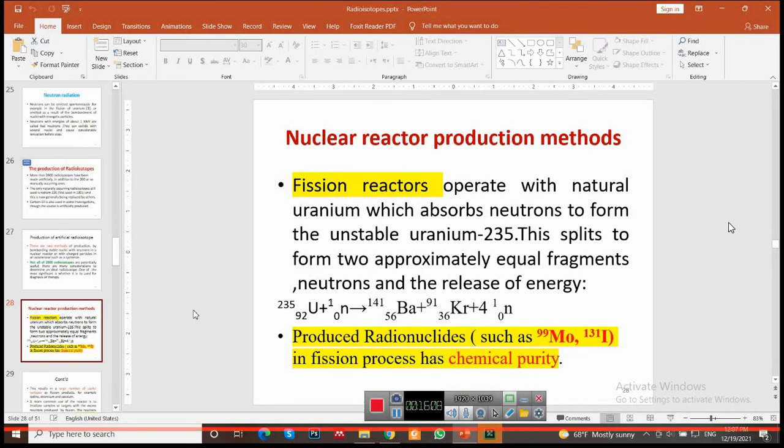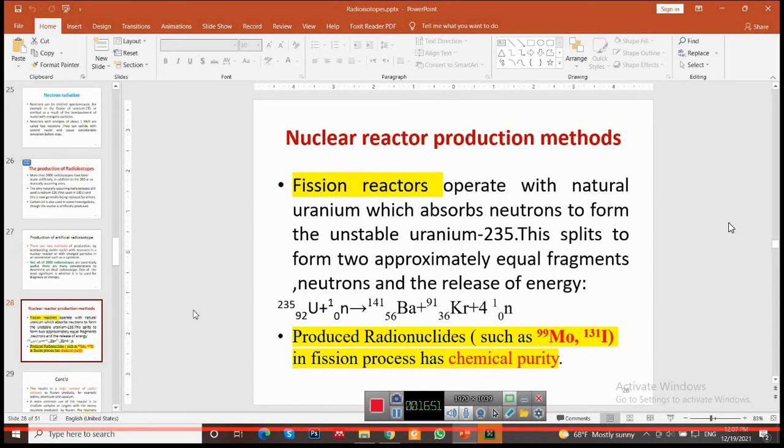I start with the main method to create and produce artificial radionuclides, that is nuclear reactor production. When a nucleus with a very high mass, such as natural uranium, absorbs a neutron, instead of producing a radionuclide with a higher mass, it splits into some radionuclides with a smaller mass, so that the sum of the mass of the daughter radionuclides is nearly equal to the mother radionuclide. Besides this, we again have produced neutrons and release of energy.